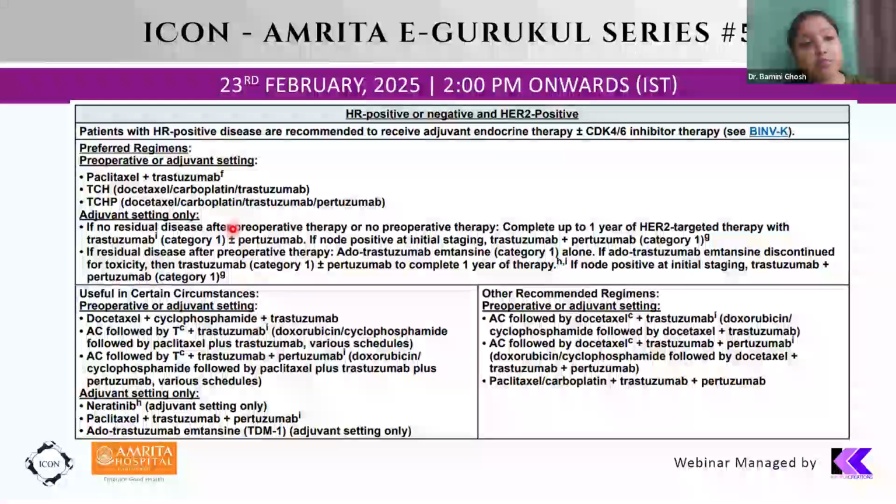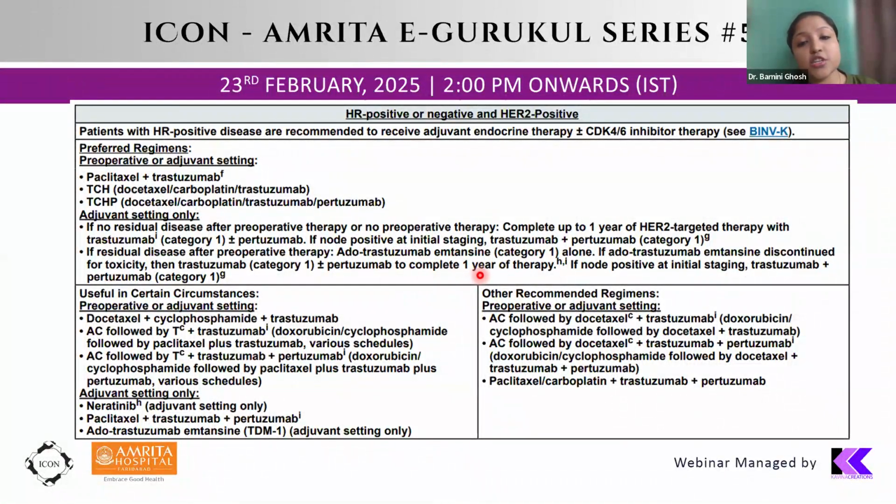Now, the drugs which are approved only in the adjuvant setting. So, if a patient receives preoperative HER2-directed therapy along with chemotherapy, and there is residual disease after surgery, the recommended drug at this moment is ado-trastuzumab emtansine. However, in patients who cannot afford this drug or it has to be discontinued for some toxicity, then trastuzumab plus minus pertuzumab is given to complete a total of 1 year of therapy.